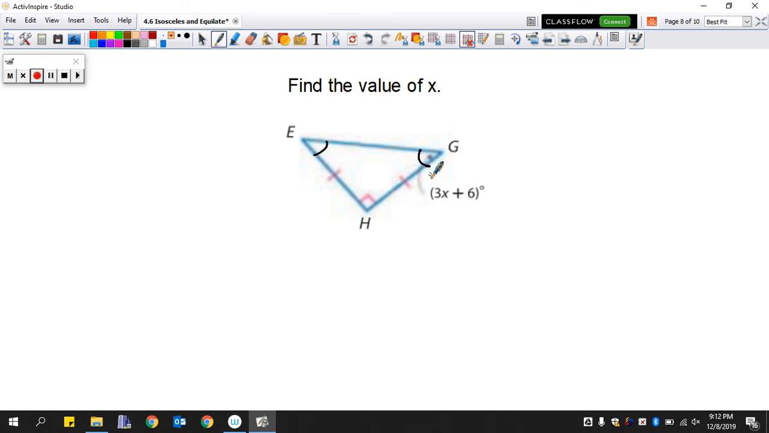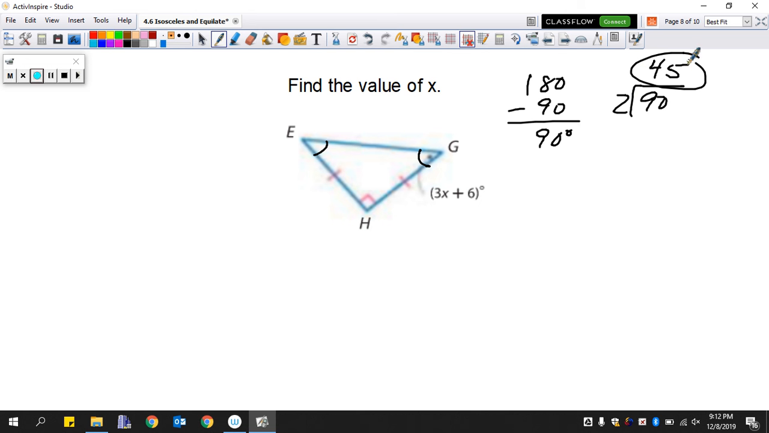There's a couple different ways that we could approach this. The easiest way is to say 180 minus 90 is equal to 90 degrees. And then 90 divided by 2 is 45. So each of these angles here are 45 degrees. So we know that 3x plus 6 is equal to 45.